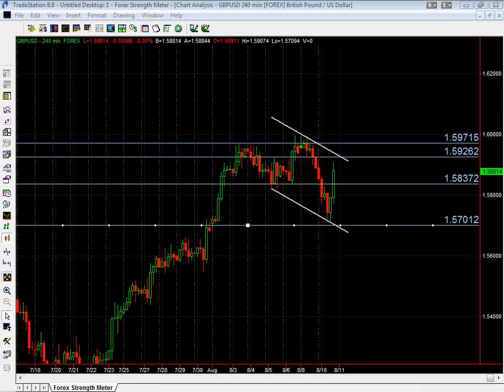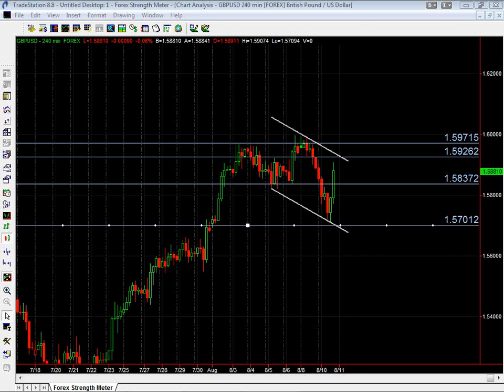Okay, so my trade is to sell GU from 1.5925 with a 50 pip stop, with a target 1 of 90 pips and a target 2 of 226 pips. How did I come to this conclusion?